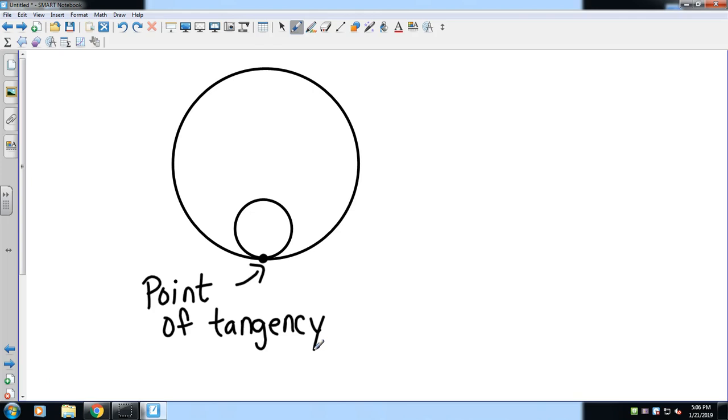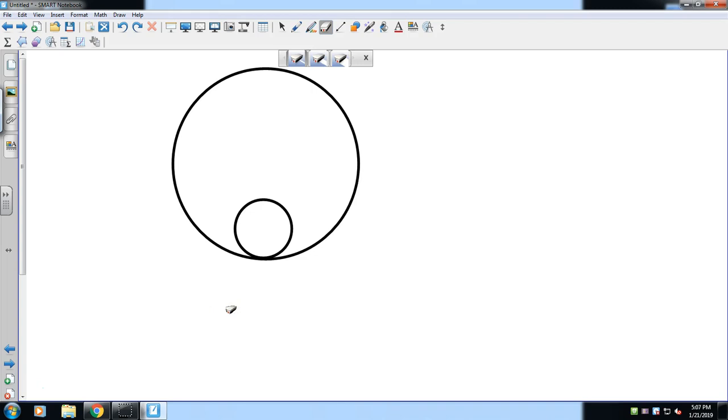I could also have, I could take that same example. So I'm going to go ahead and erase mine, but you'll still have yours there. I could take that same circle and I could move it here, and I could have 2 points of tangency. Okay, so it could intersect twice.